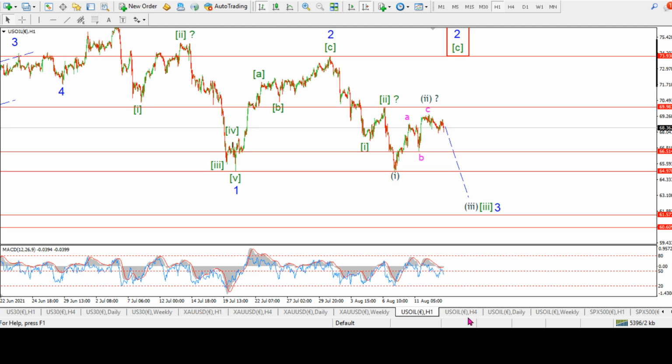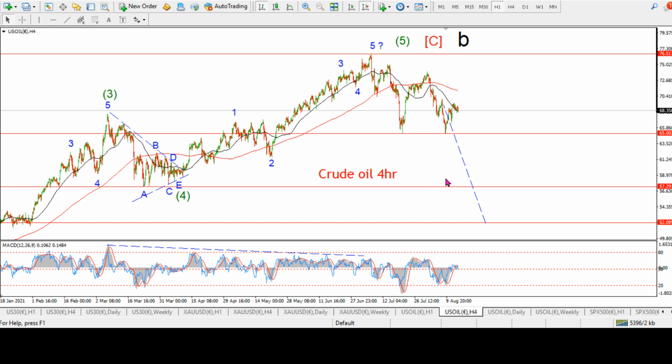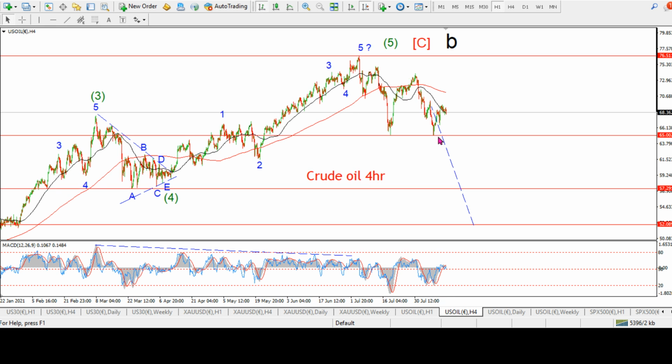Okay, so here is crude oil. It looks so far that we've come down in three waves. Or sorry, you could view this in two ways. You could view this as a 3-3-3 decline, so it would be a type of complex correction down. We seem to have hit a kind of supportive range here in the area.